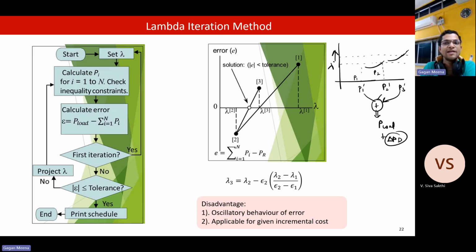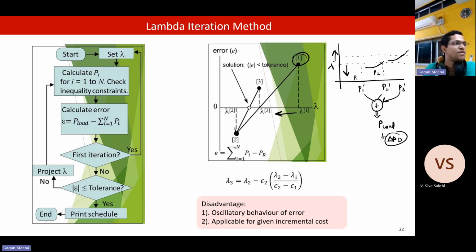If this error is positive, lambda 1 is positive, that means the generation is more than the load. So we need to reduce the generation, and for that, in the incremental cost, to reduce the generator we need to move downwards. That means reduce the lambda, which is the same as the incremental cost. We are reducing it, and lambda 2 comes out to be like this, and the error becomes negative.